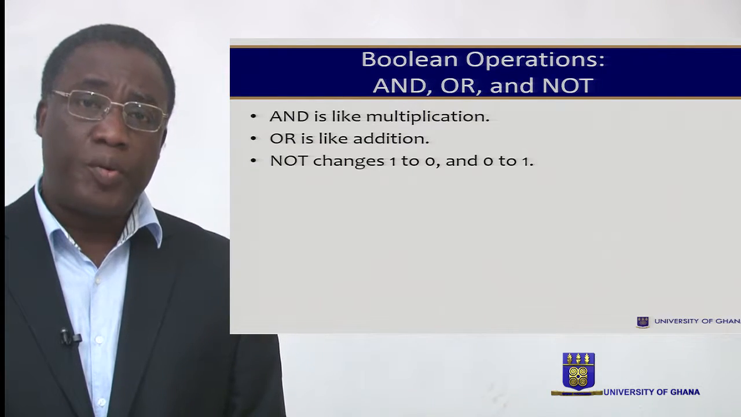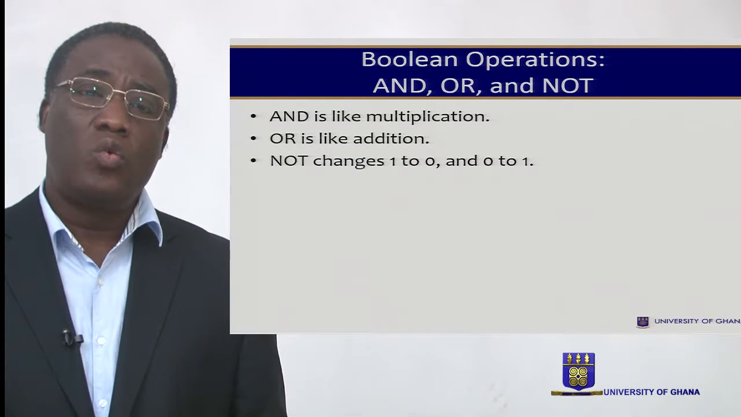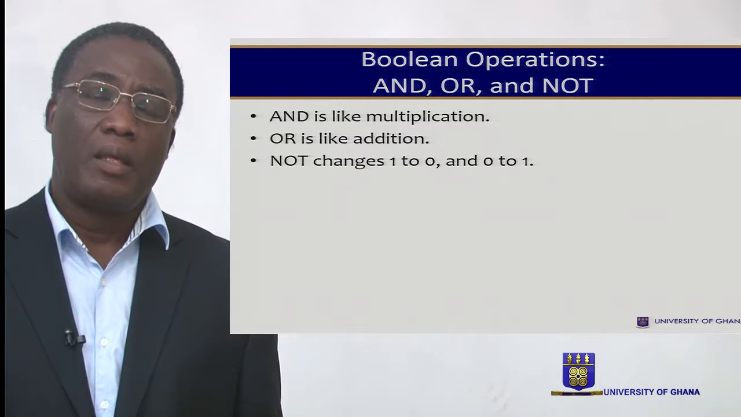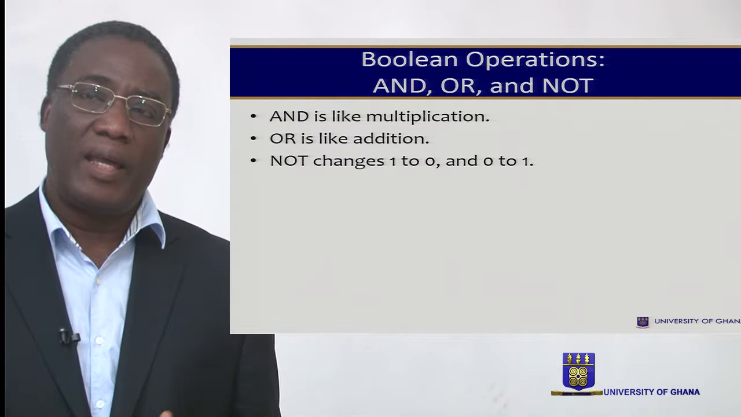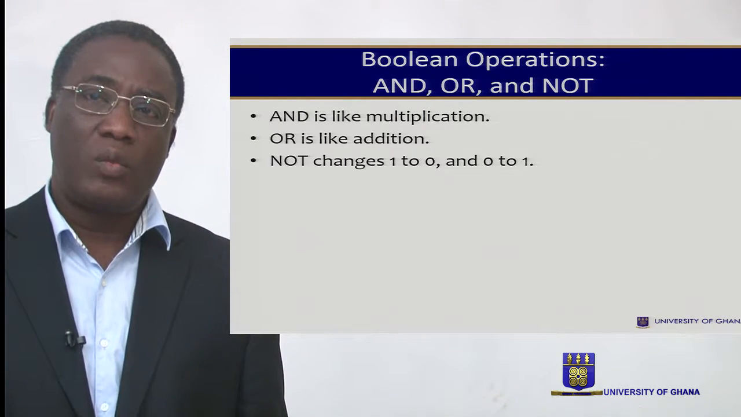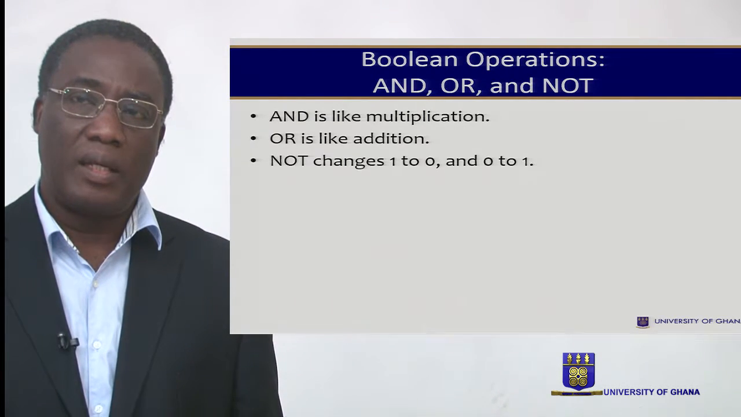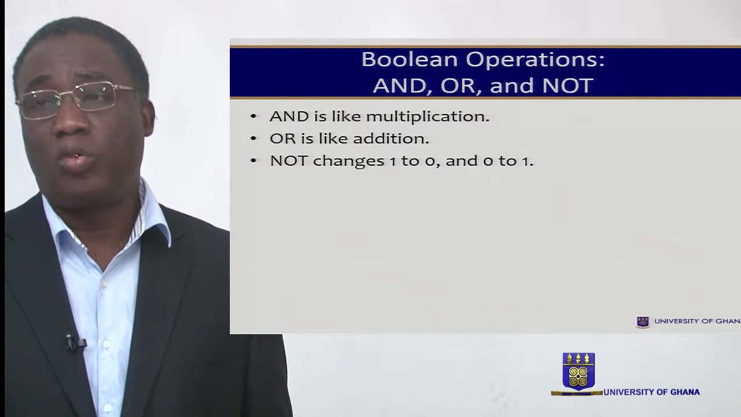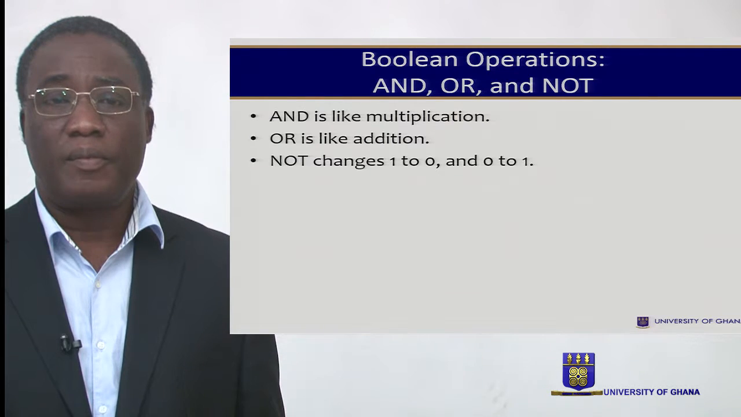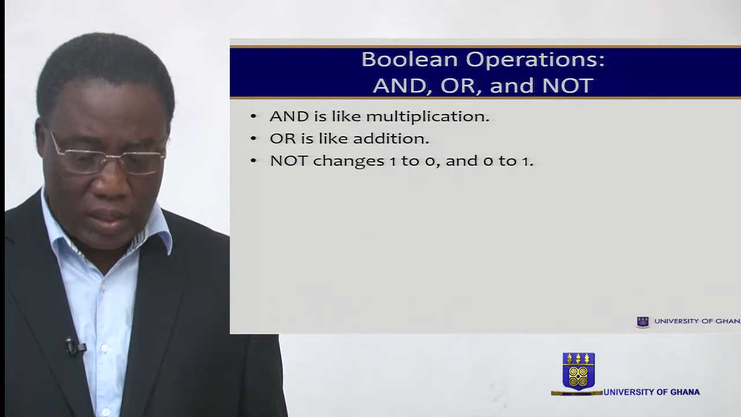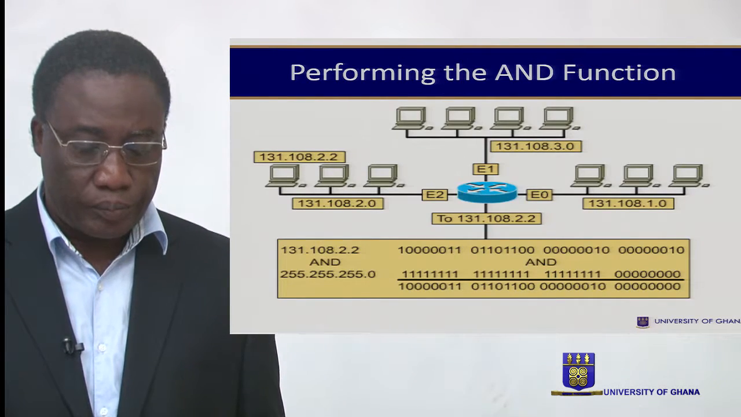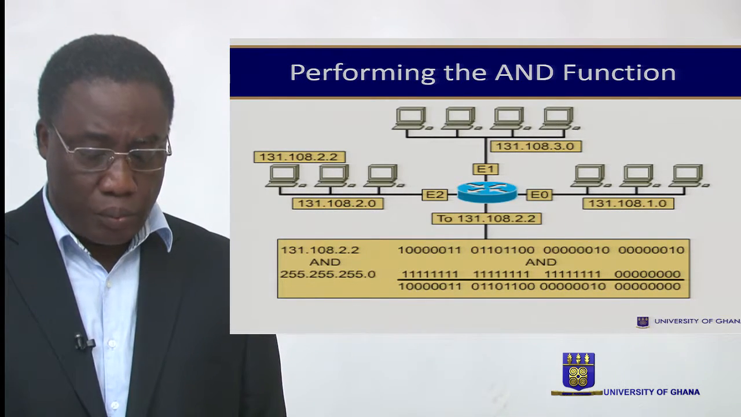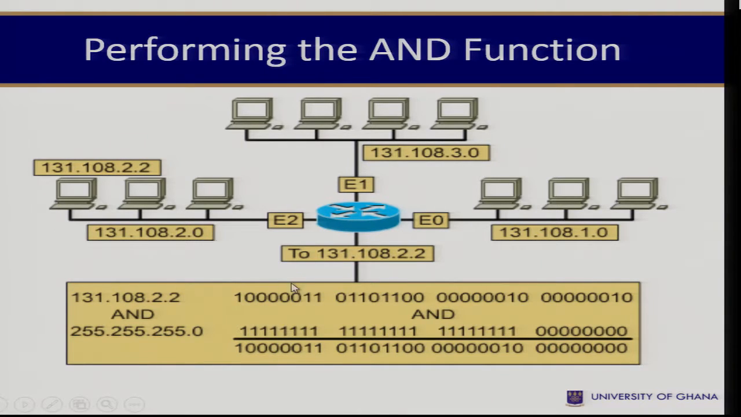Now, Boolean operations are important when you want to do subnetting, because, like I said, you need to AND the subnet mask with the network address in order to get the actual network address. The AND operation is like a multiplication, and NOT changes a 1 to a 0 and a 0 to a 1. How do you perform the AND function? As an example, this is shown in this diagram.